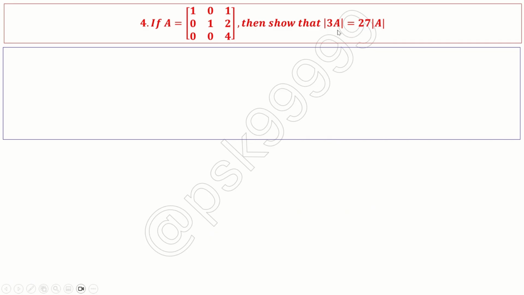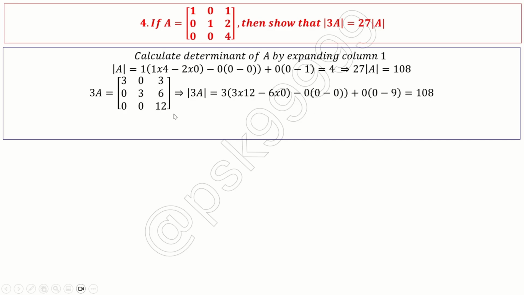If the matrix is 3 by 3, like the one shown here, and the constant is 3, then it becomes 3 cube, because it's a 3 by 3 matrix, you have to take the cube. So 3 cube, which is 27. It's exactly the same as the previous problem, so you can do it yourself. The only thing is I'm choosing column 1 here for the determinant because I have two zeros here, so I'm interested only in the first one. So determinant of A is nothing but 1 into 1 into 4 minus 0, that is 4. Then 27 times 4 is 108.